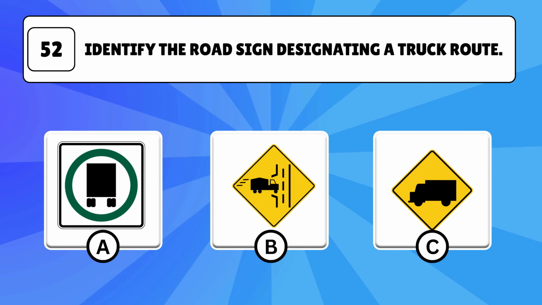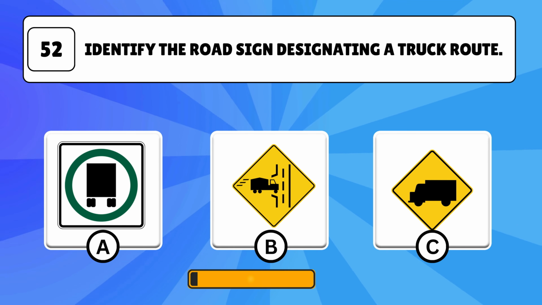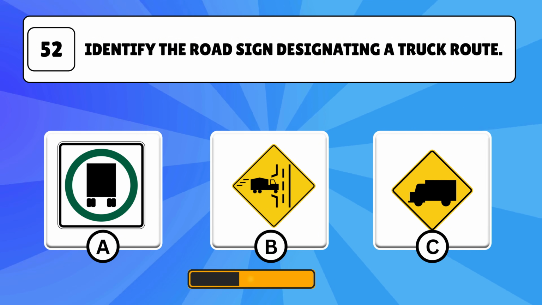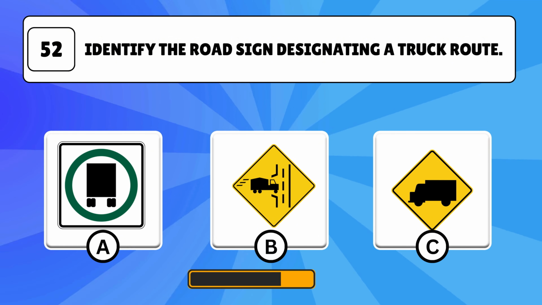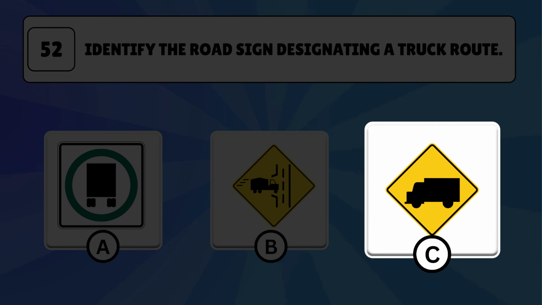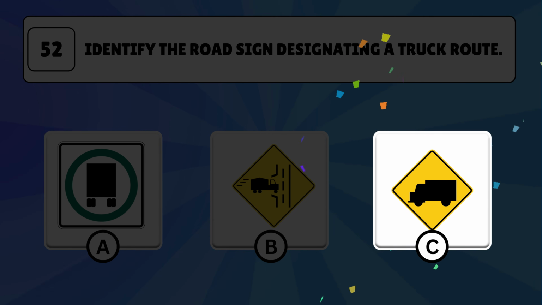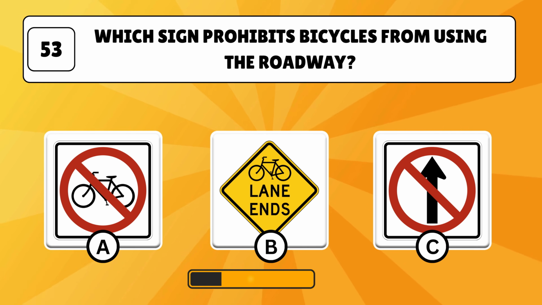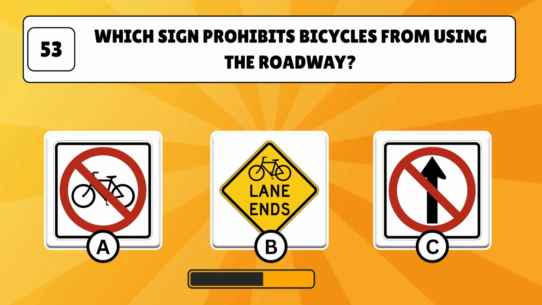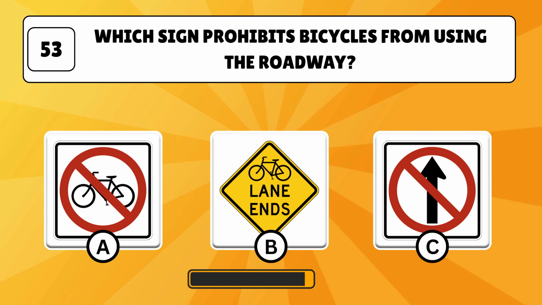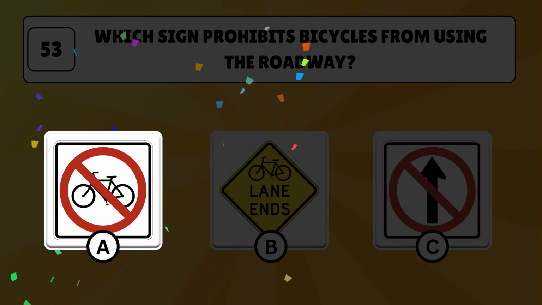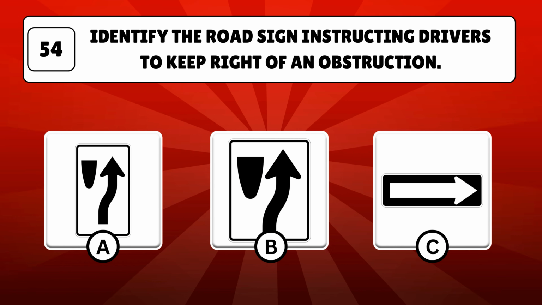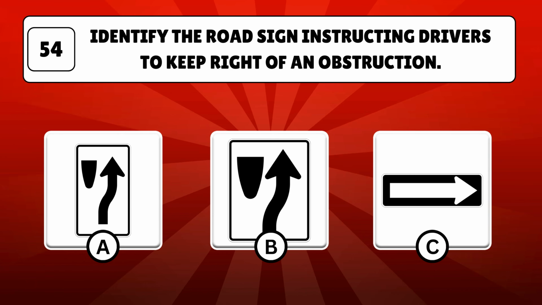Identify the road sign designating a truck route. Which sign prohibits bicycles from using the roadway? Identify the road sign instructing drivers to keep right of an obstruction.